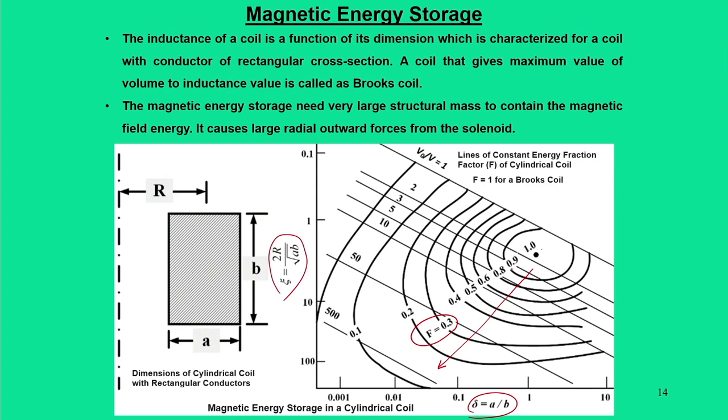But storing maximum energy, we can have V 0 by V close to 1, and so the volume becomes high, so the cost factor also goes up. Hence, a magnetic storage needs a very large structural mass to contain the maximum stored energy. If you store maximum energy, this gives a high value of radial outward force for the solenoid, because that coil now becomes a solenoid or a magnet. So, to counteract that, the Brooks coil is not always preferred.